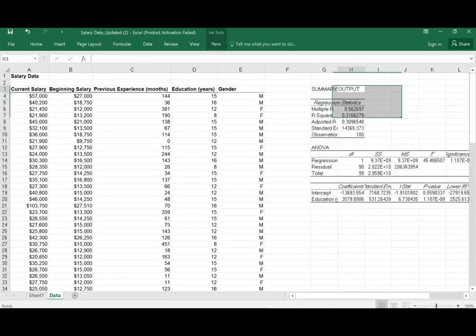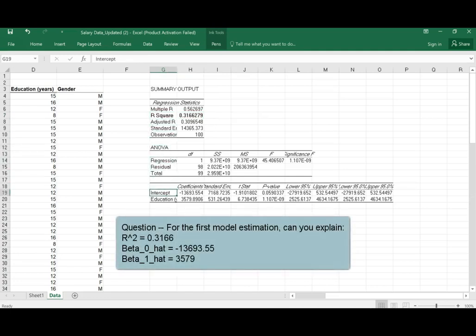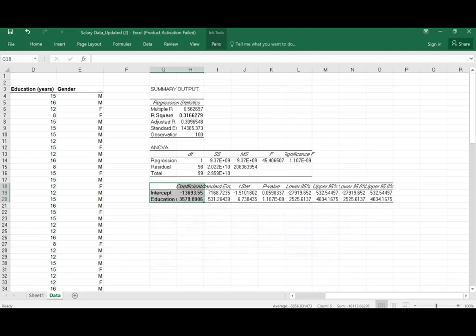And then we can talk about what are some of the main things on regression that your mind or your eye should be jumping to. Again, your R squared, right? 0.316. Can you explain what that represents? Your coefficients of the intercept and the education variable, negative 13,693 and education 3,579. Can you explain what those variables represent? All right, so hopefully you've had some practice with that and that you feel good about all of those.